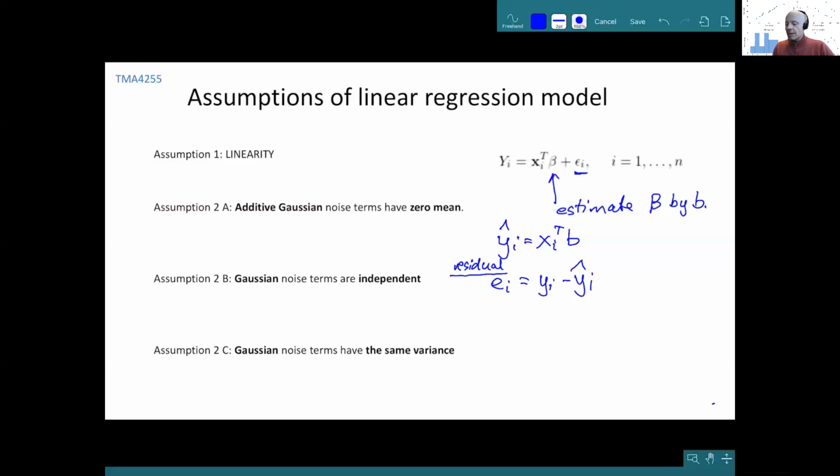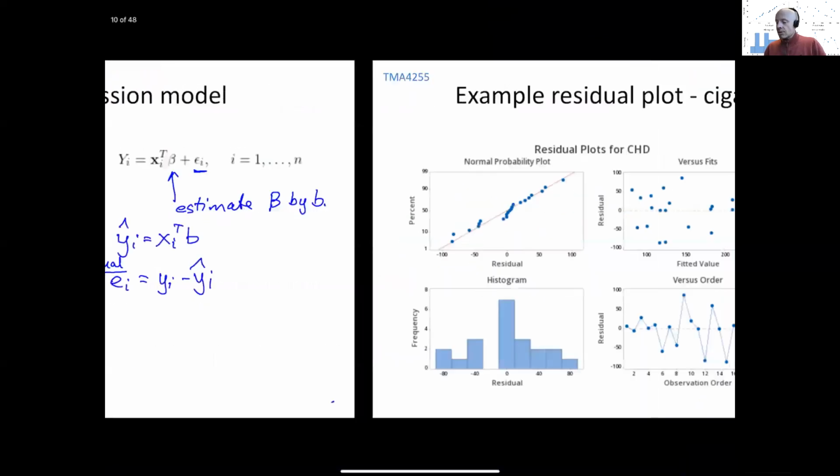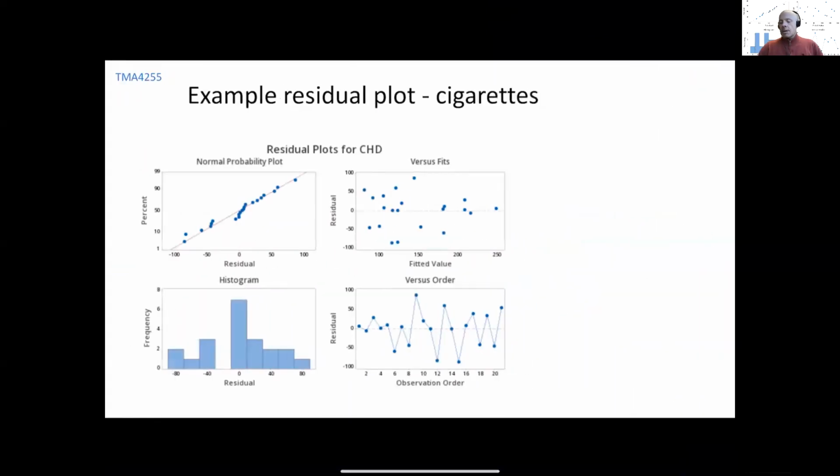And this can then be checked. So we can check these assumptions. What's commonly done is to use a residual plot. You make histograms of the residuals, and you plot them according to the normal distribution, what you would expect there. You plot them with the response, or with the observation order, or other things, or with covariates, for instance. And in this case, I think it looks pretty good.